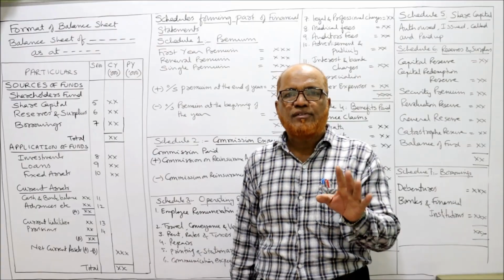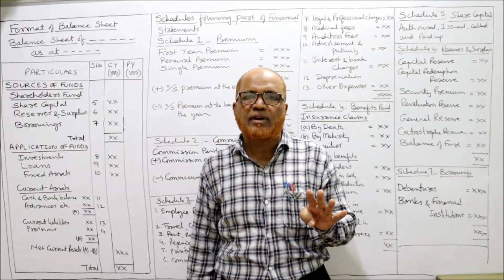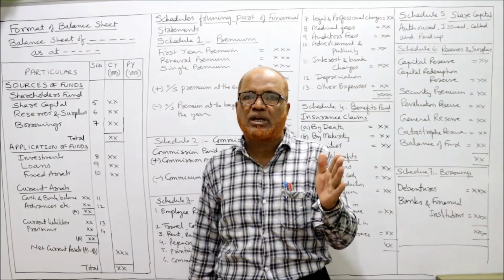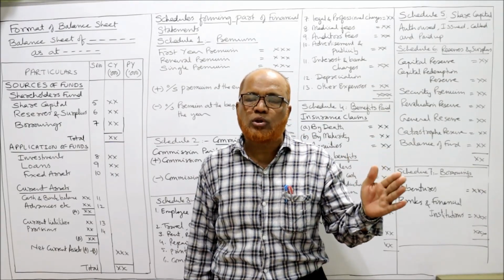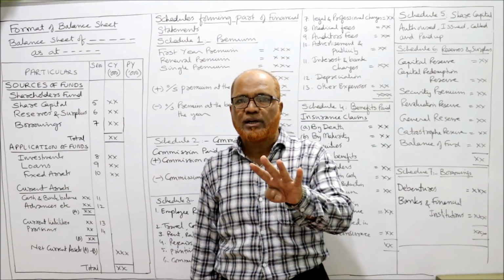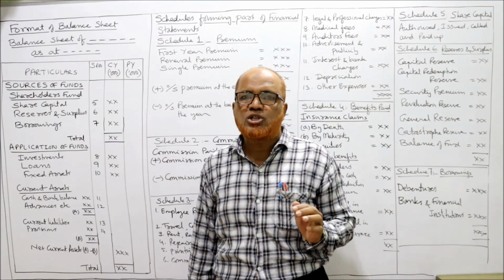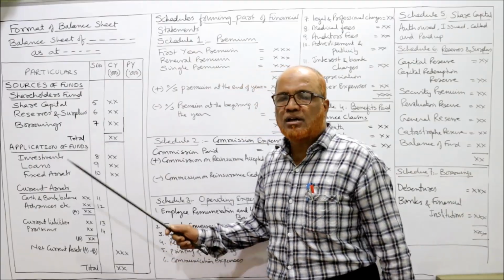In the revenue account, we have seen 4 schedules will come. Schedule number 1, 2, 3, 4: first premium, second commission, third operating expense, fourth benefits paid. These 4 schedules are in the revenue account. Remaining all schedules will come in the balance sheet. So what is the format of the balance sheet?